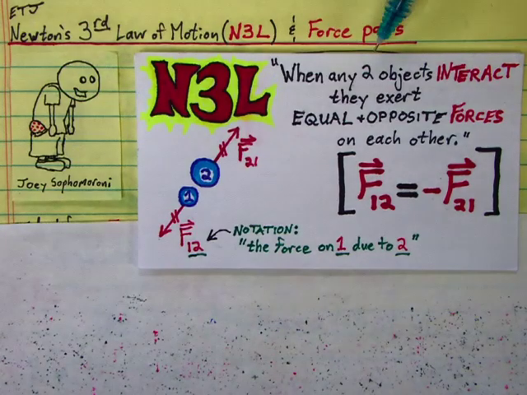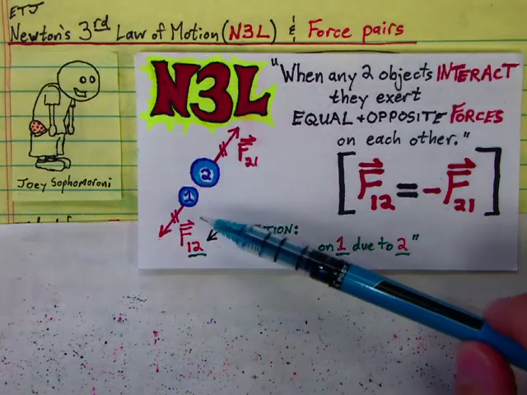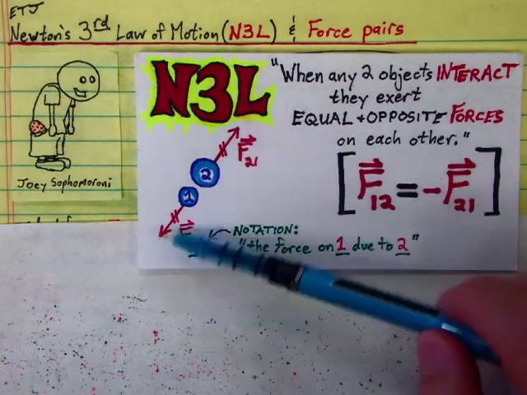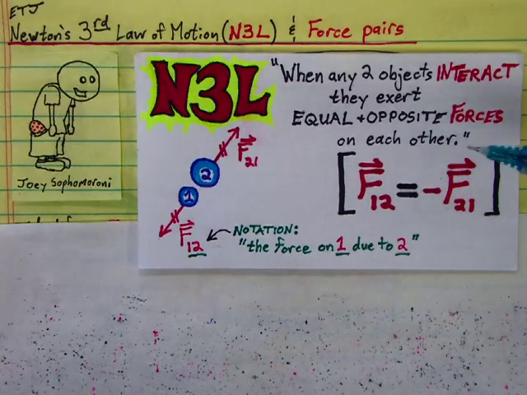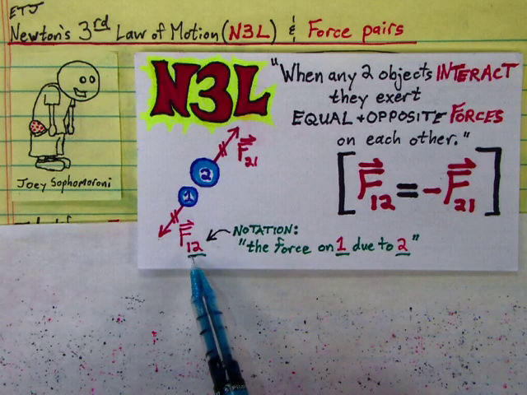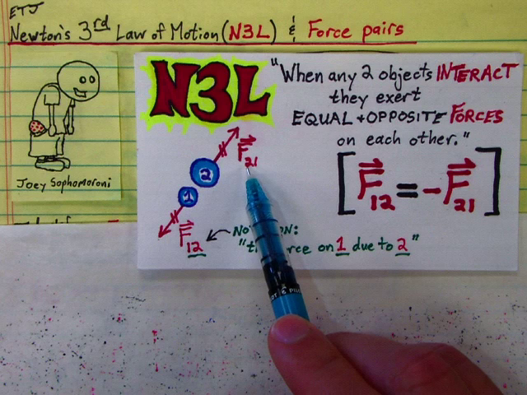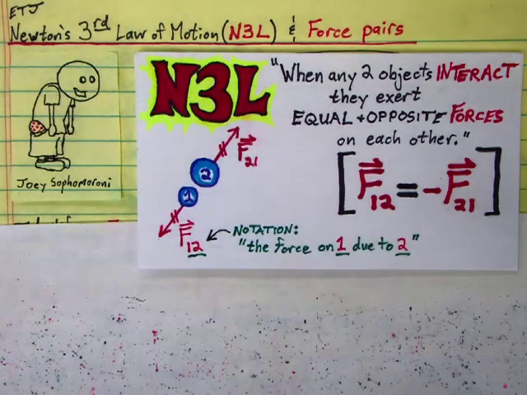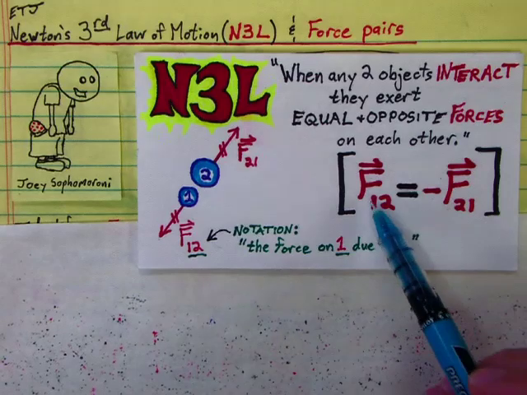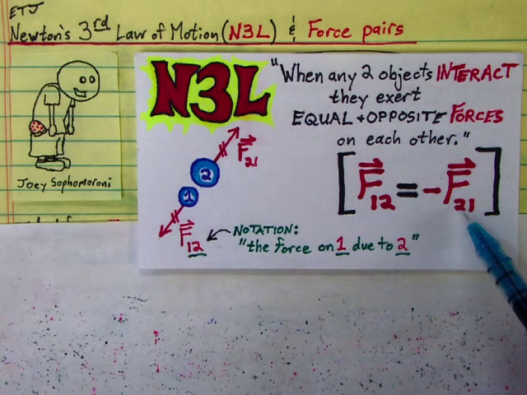When any two objects interact, they exert equal and opposite forces on each other. So here we have two objects, 1 and 2, different sizes, but clearly they're repelling each other, interacting by pushing each other apart. And I'll introduce some notation here. F12, subscript 1, 2. By that we mean the force on object 1 due to object 2. Likewise, this would be the force on object 2 due to object 1. Newton's third law is asserting that what we always observe in nature is that the force on 1 due to 2 is equal in magnitude but opposite in direction to the force on 2 due to 1.